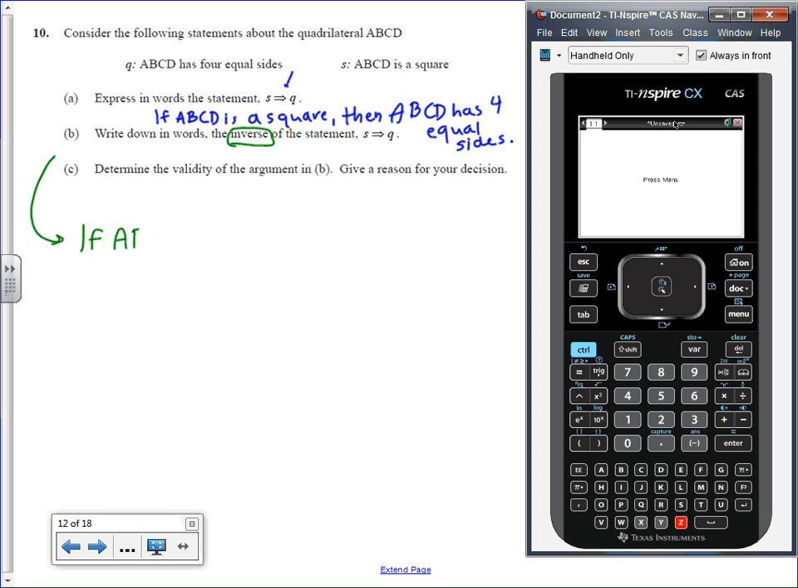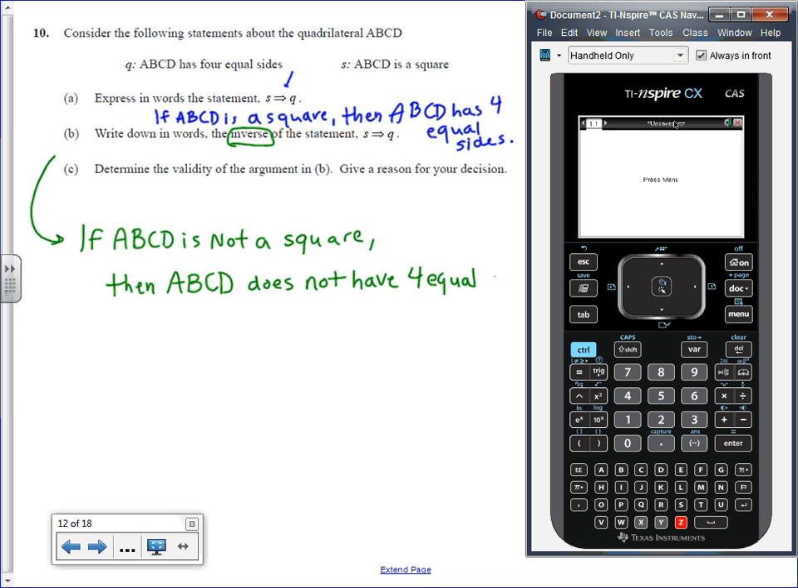So if ABCD is not a square, then ABCD does not have 4 equal sides. All right, there's our inverse.